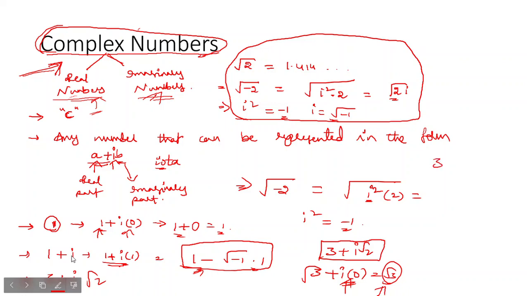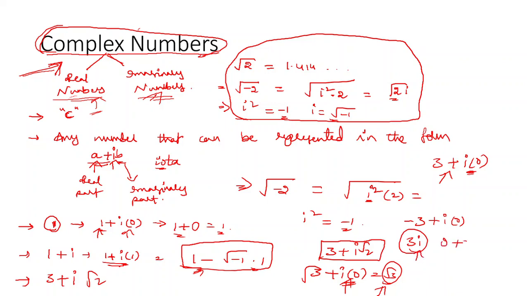Let's take an example of 3 plus i into 0. The imaginary part is absent. So this is an integer, a whole number, a natural number, and also a complex number. Minus 3 is an integer and also a complex number. Likewise, 3i is an imaginary number. The real part is absent. We can write this as 0 plus 3i. So the complex number set is a set that contains all the numbers in this universe.